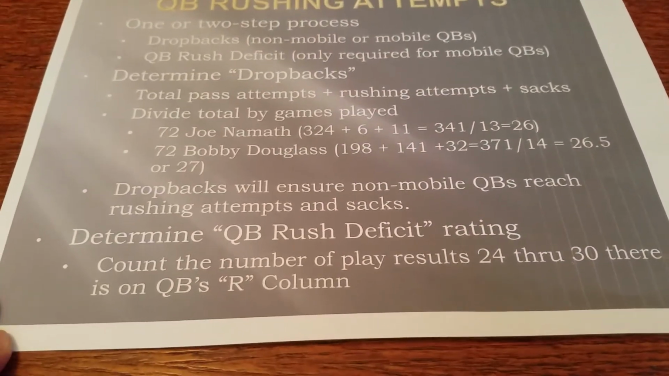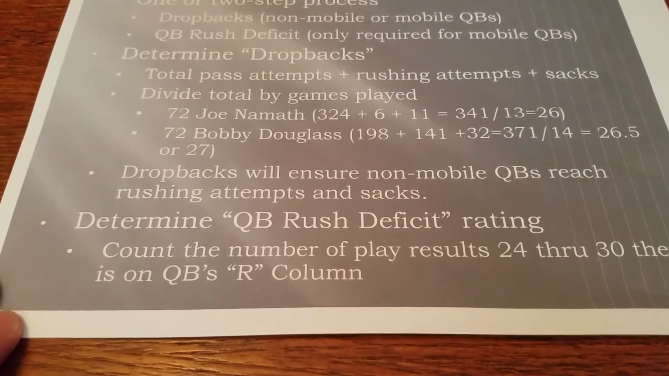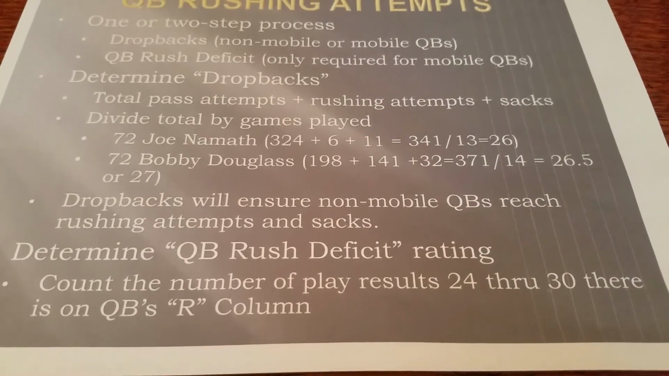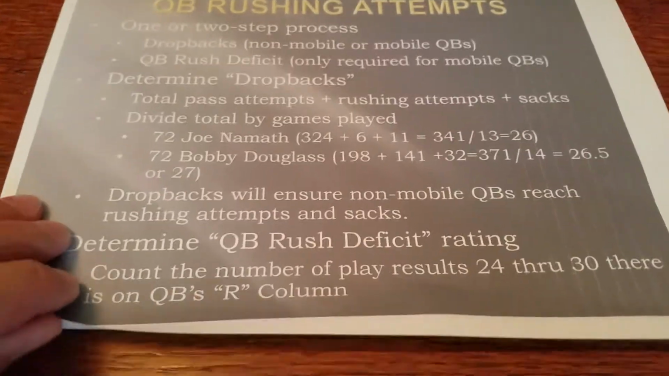First thing you're going to do is take the quarterback's card and look at the R column, and count the number of play results 24 through 30 that the quarterback's card has listed on the R column.